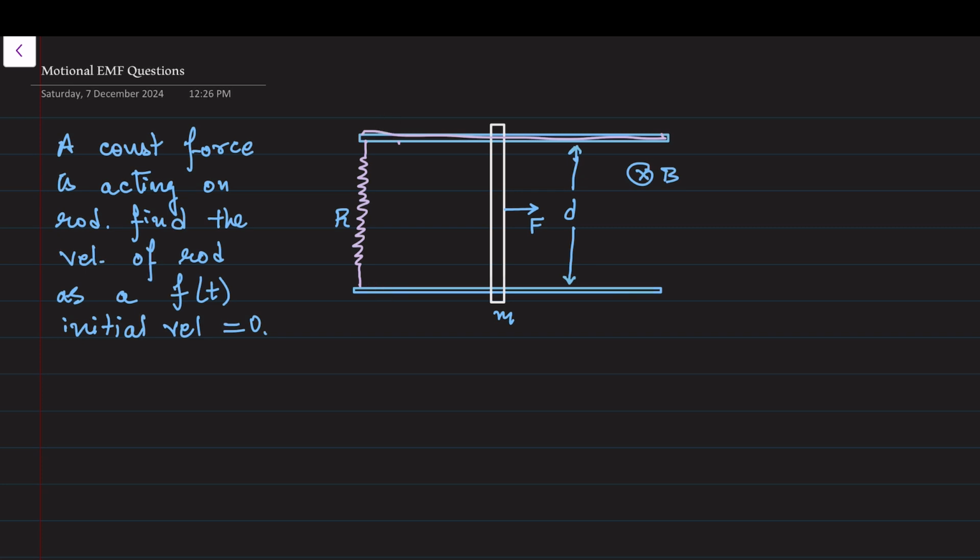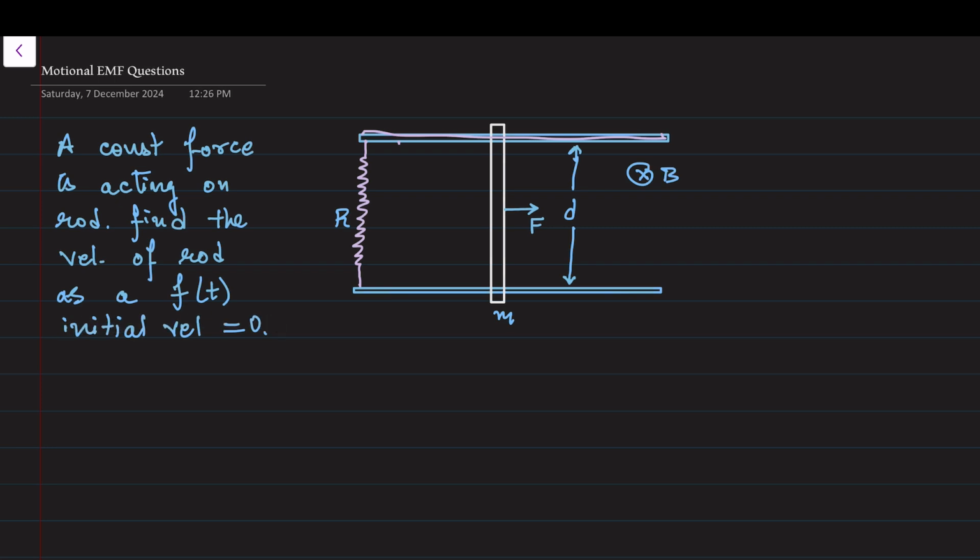These two rails are joined by a resistance R, and there is a movable conducting rod of length D and mass M, which is going to slide on the horizontal rails with the help of a constant force F. We have to find the velocity of this movable rod as a function of time.